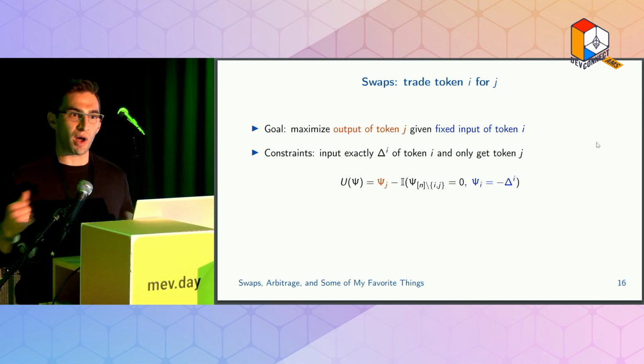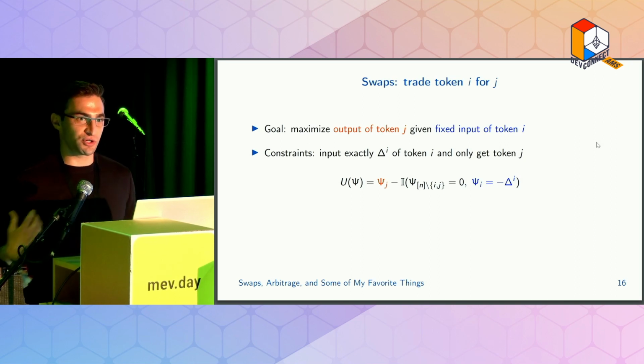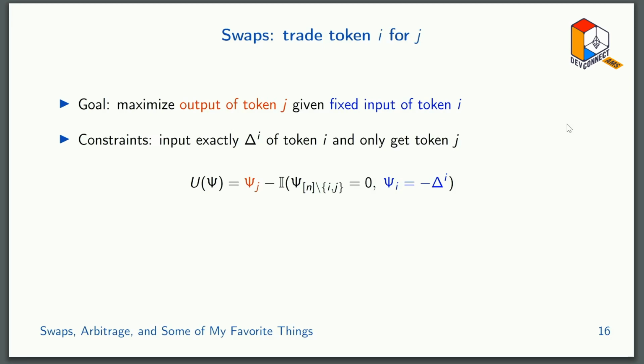So this is not a swap with an individual CFMM. Instead, it's a swap with the entire network. Essentially, if we have some fixed input of token I, how much of token J can we take out of the entire network of all the CFMMs that we have available to us? A lot of routers or DEX aggregators do something like this.